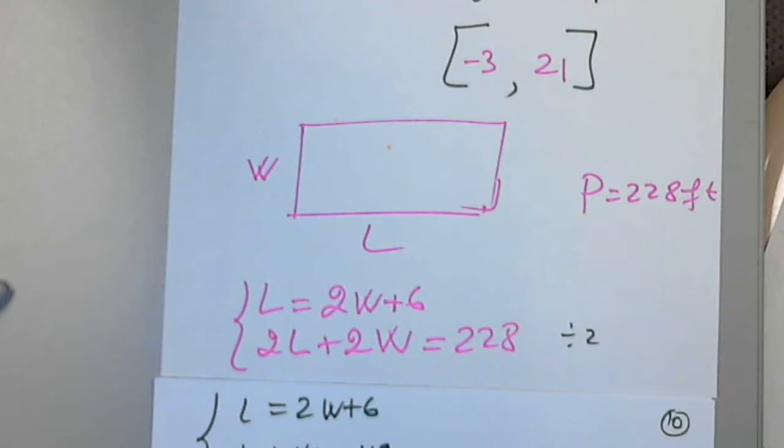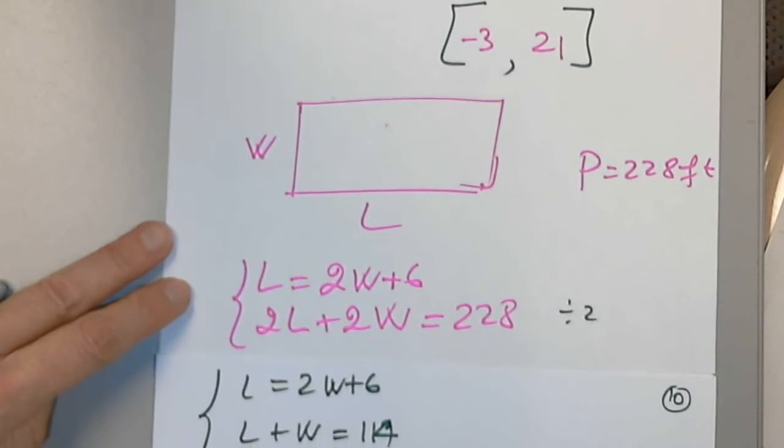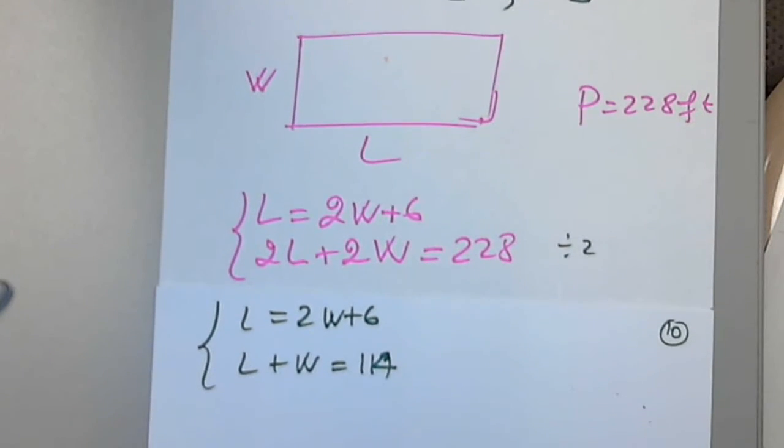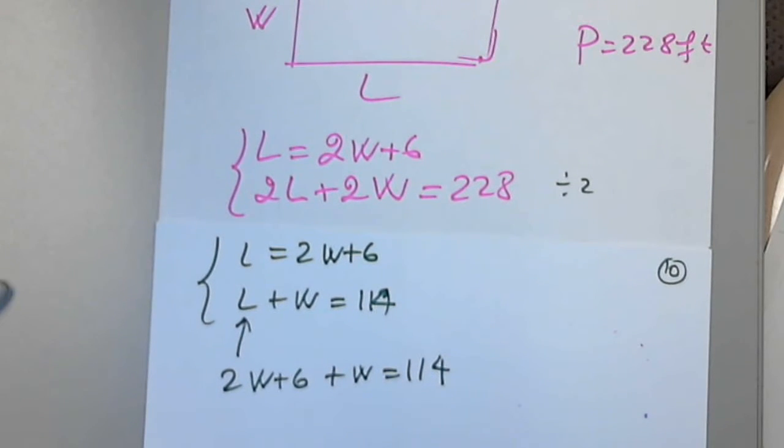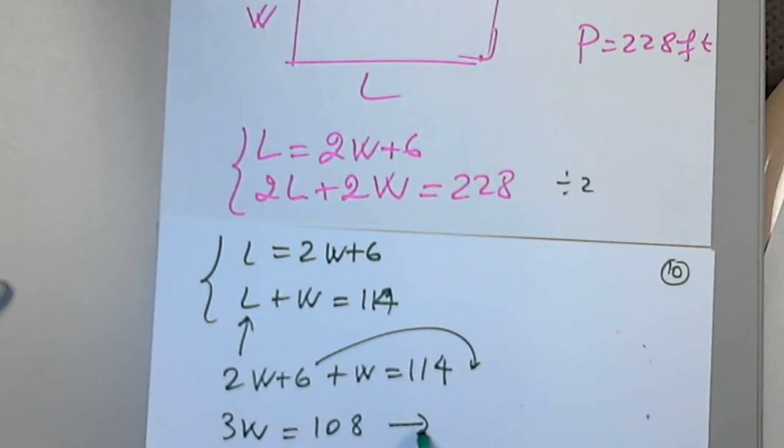Therefore, in the second equation, I will replace L by 2W plus 6, so 2W plus 6 plus W equals 114. I know how to solve this equation. The first step would be combine like terms, indeed. So 3W, yes, and subtract 6, 108. And from here, I get W. Divide by 3, and that is 36.